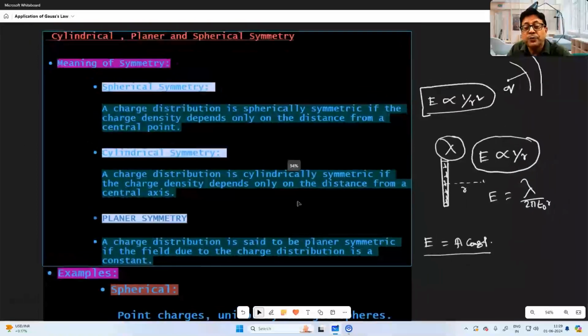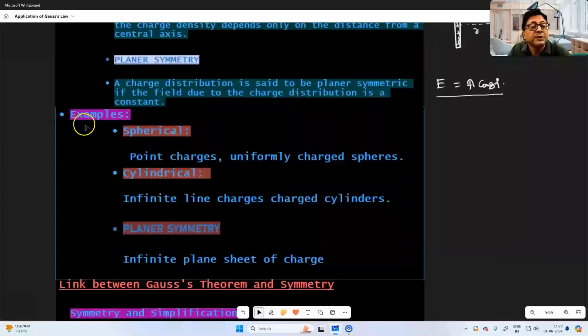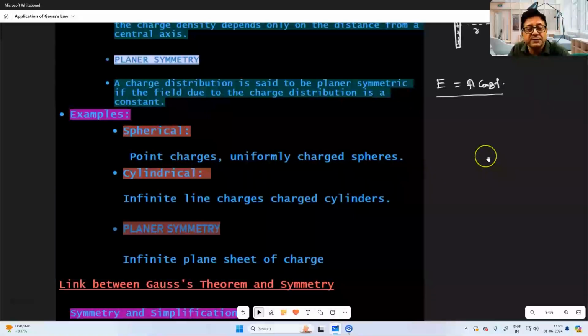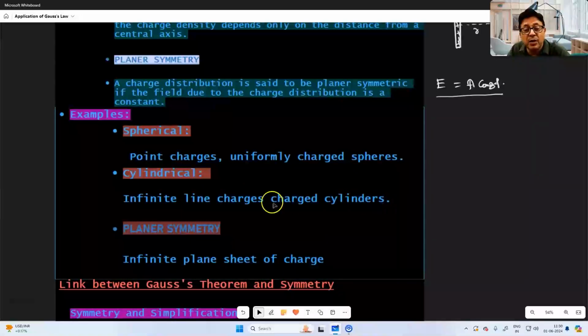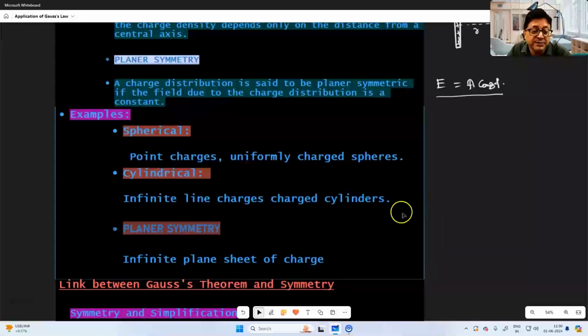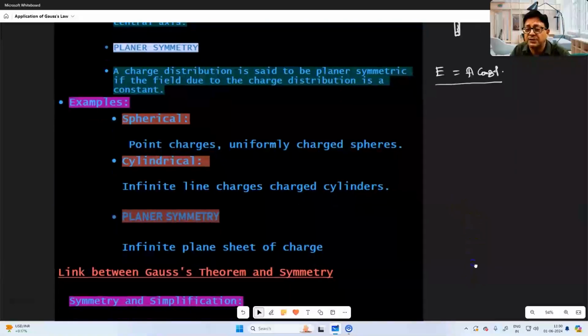Okay, so this is what I told you, I have set some examples here, but this is already told. Spherical symmetry is observed in the case of point charge, uniformly charged spheres. Cylindrical: infinite line, charged cylinder or thin wire which is charged, long straight wire which is charged. For the planar system we'll be doing one or two applications. Let's see, when there is an infinite plane sheet of charge.